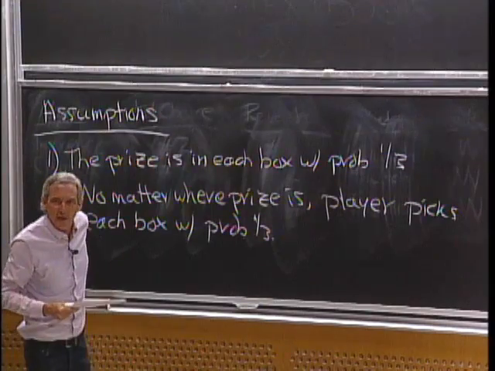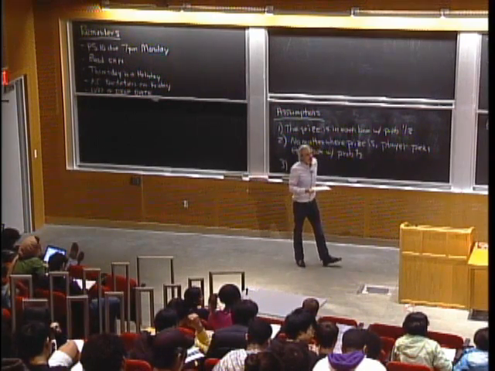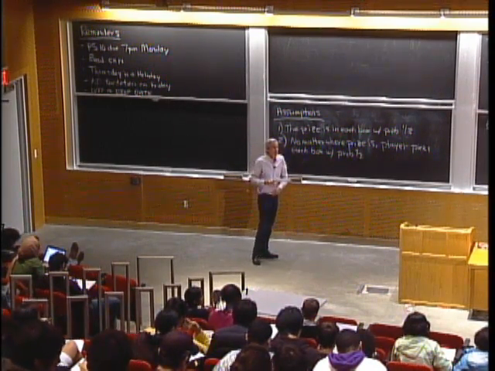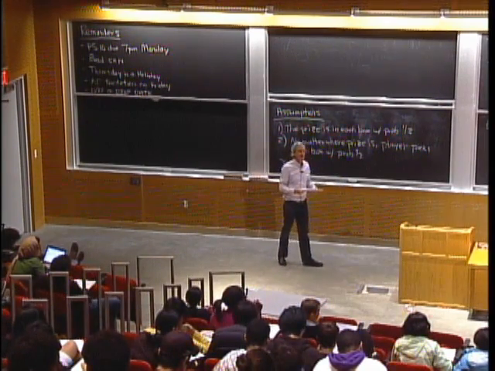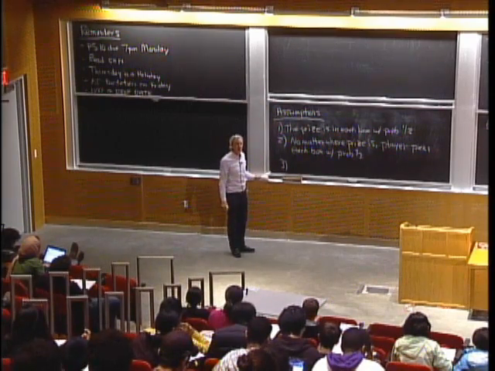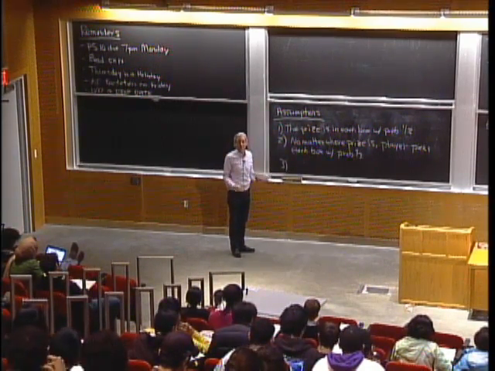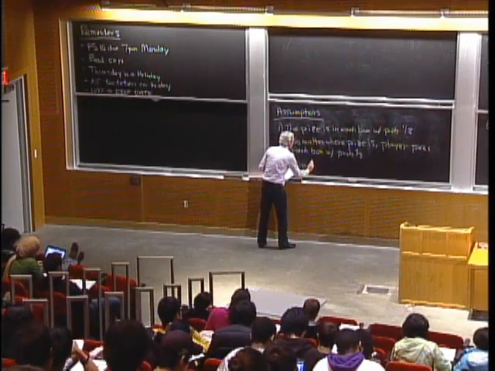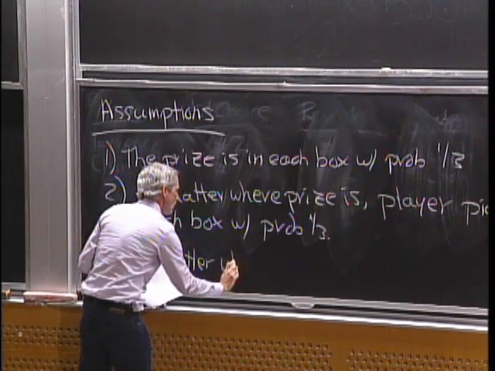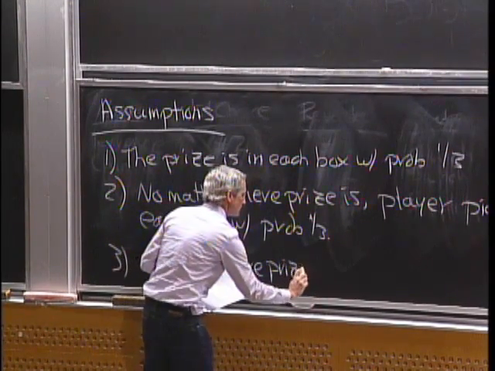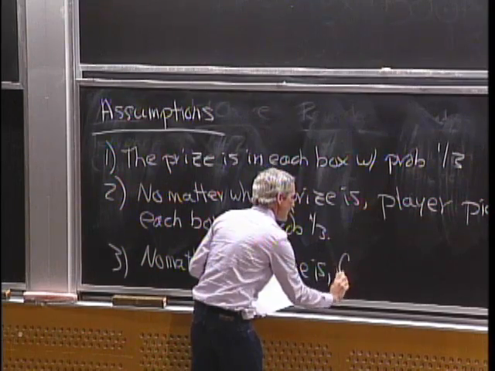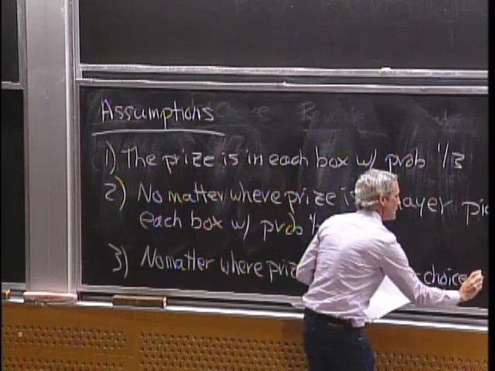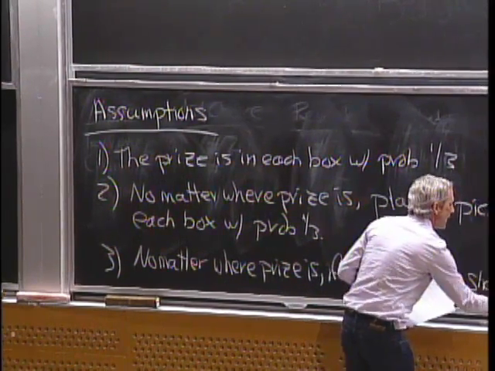Anybody have any ideas about what's left to make it as an assumption here? Yeah? I guess if Carol's the one who's opening the box, she knows where the prize is. Yeah? Okay, so what assumption should I make? Yeah, that she picks a box at random if she has a choice. All right, so we're going to make that assumption so that no matter where the prize is, if Carol has a choice, she picks each box with probability 1/2.